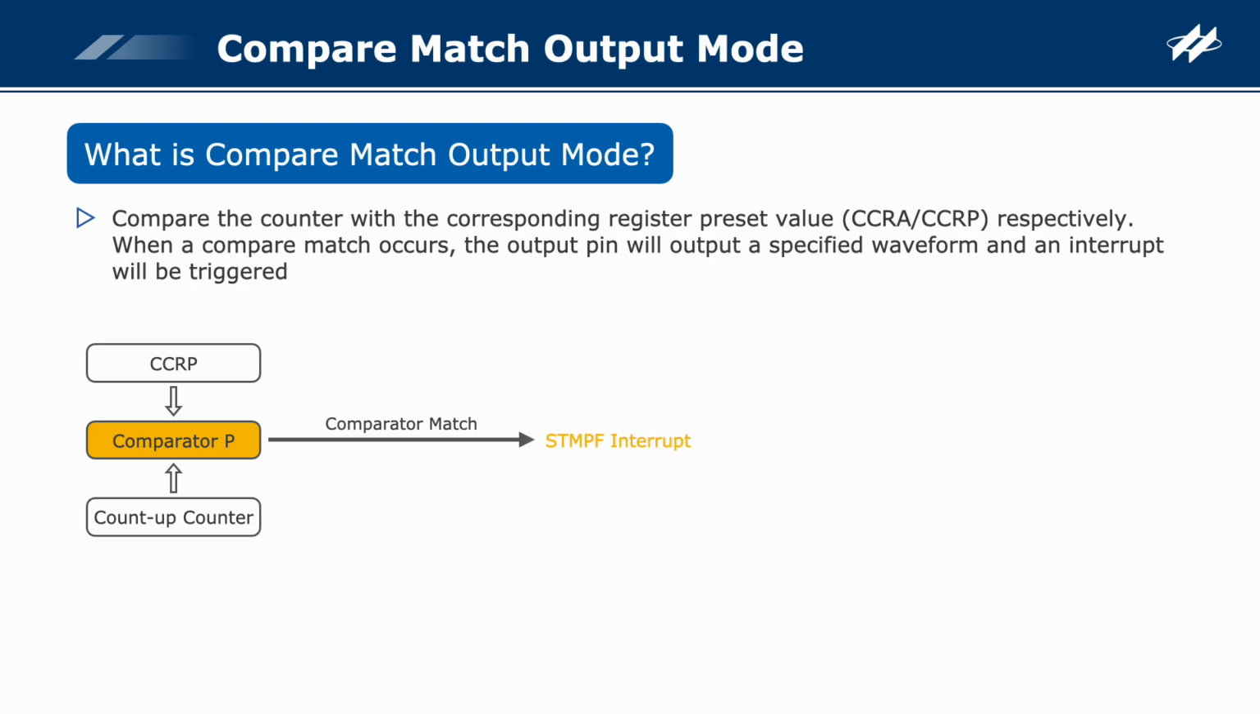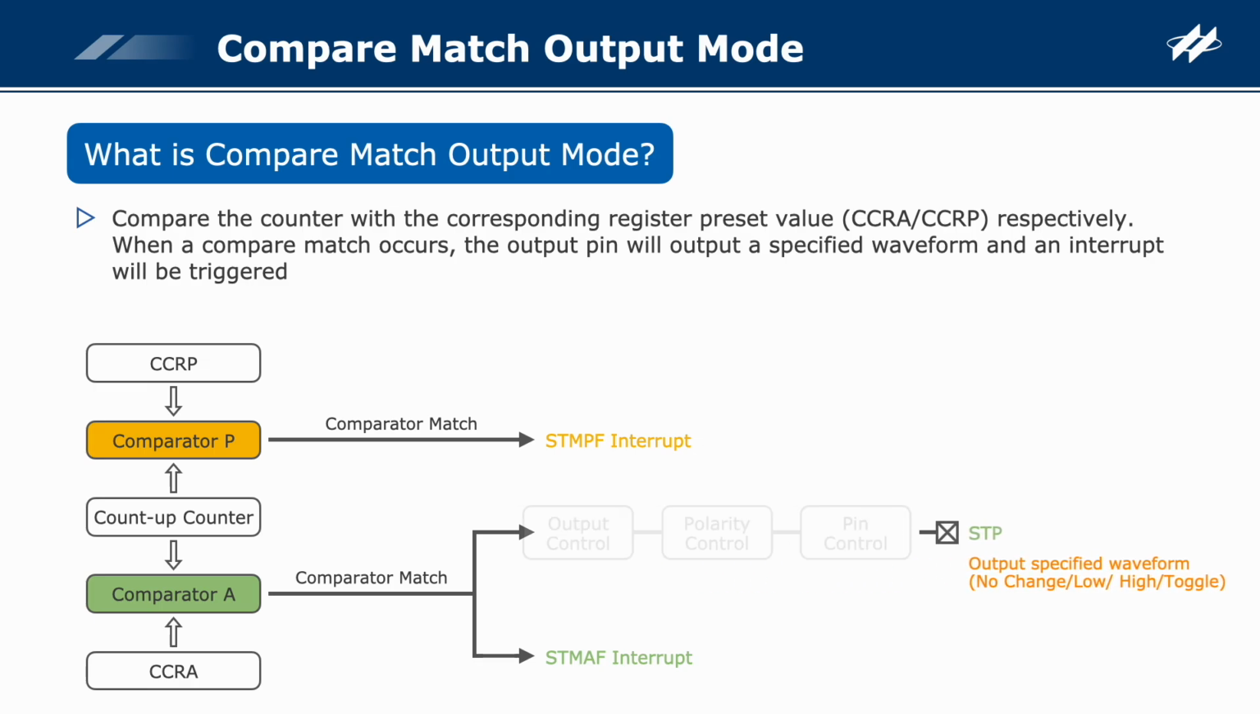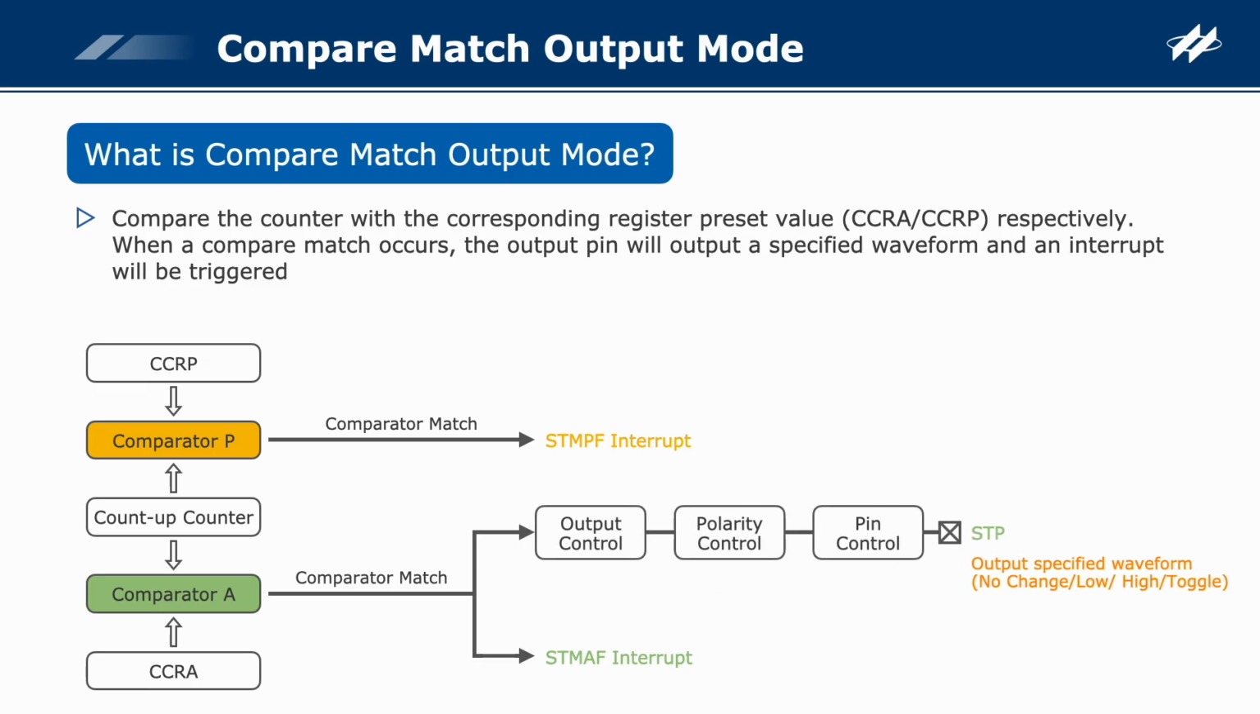In the compare match output mode, when a comparator P match occurs, only an interrupt signal is generated. While when a comparator A match occurs, in addition to triggering an interrupt, the output pin will also output a specified waveform. External pin output is controlled by 3 units.